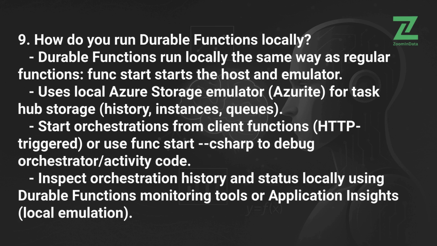instances, queues. Start orchestrations from client functions, HTTP triggered, or use func start, C# to debug orchestrator, activity code. Inspect orchestration history and status locally using durable functions monitoring tools or Application Insights, local emulation.